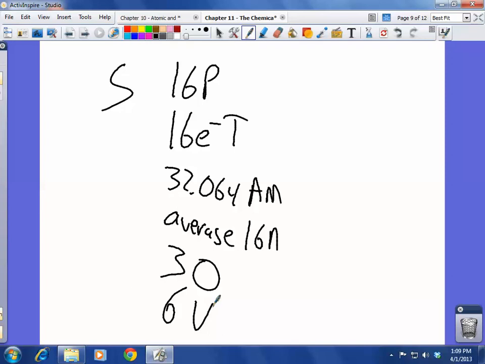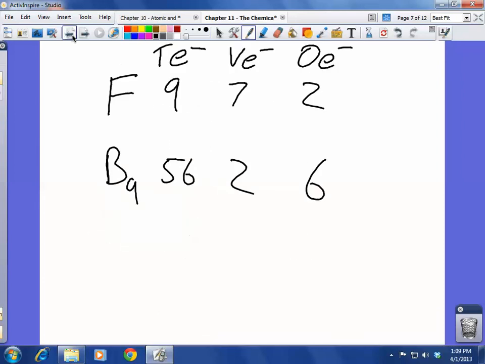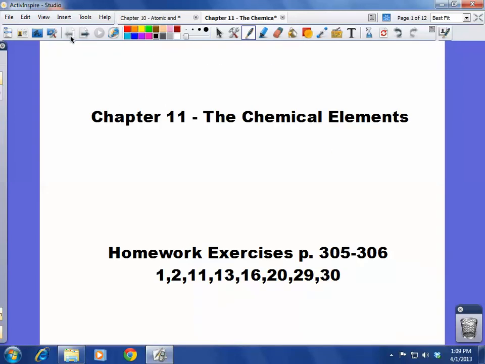So what you should be able to do then is those nuclear physics questions from before, as well as these first couple homework assignments. Now 1 and 2 are just identifying whether something's an element, compound, heterogeneous mixture, or homogeneous mixture. And then 11 and 12 are just more of that: how many orbits does this atom have, how many valence electrons, and so on.